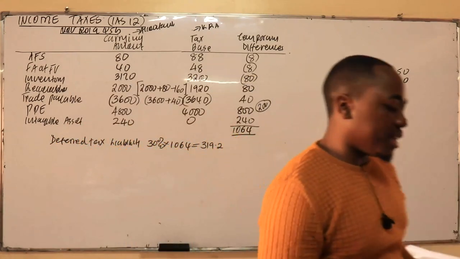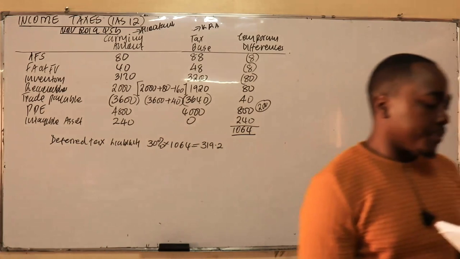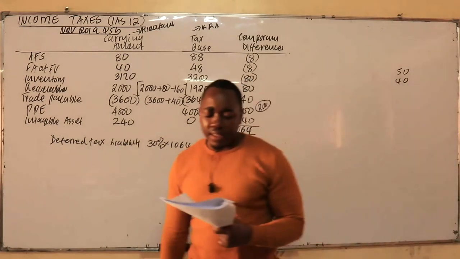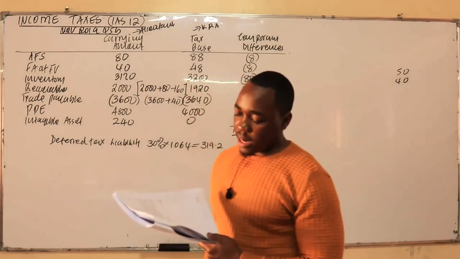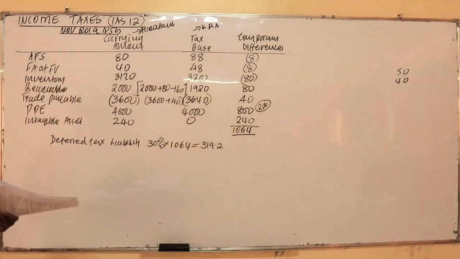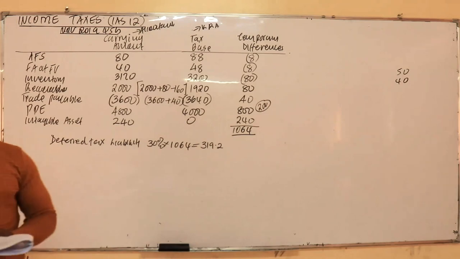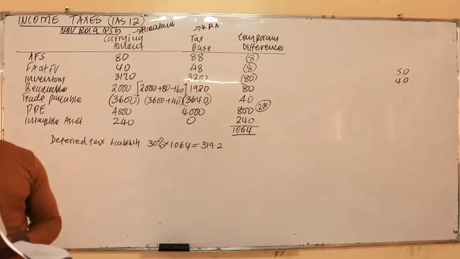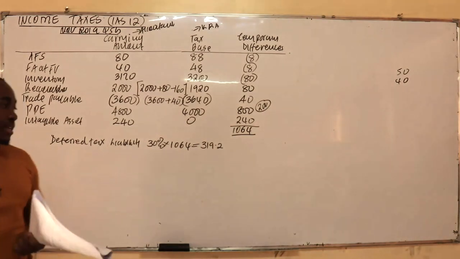Assume a tax rate of 30%. Required. Number 1. Relevant temporary differences. We have already done that. Number 2 is the journal entries to record the changes in deferred tax liability. To record the changes. Is it an increase? Is it a reduction? An increase becomes an expense. A reduction becomes an income. How do you determine that?